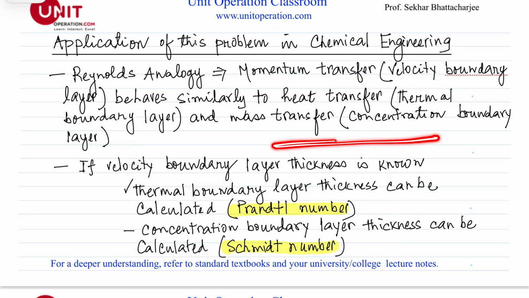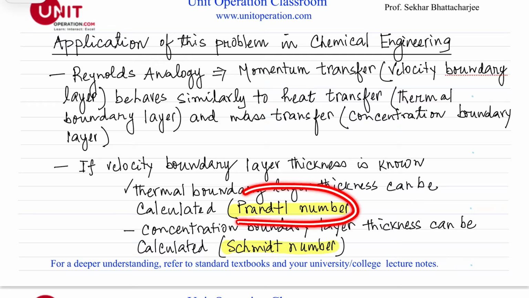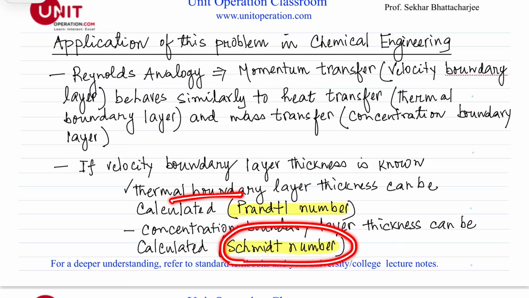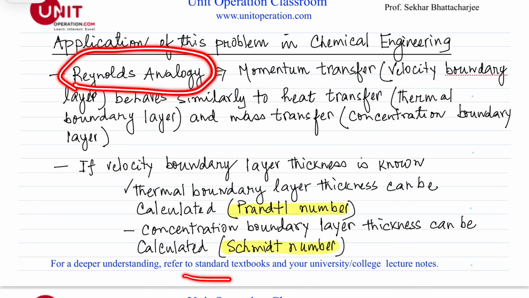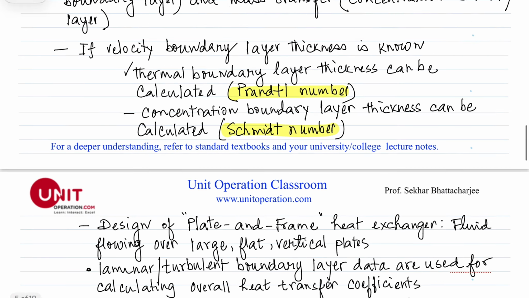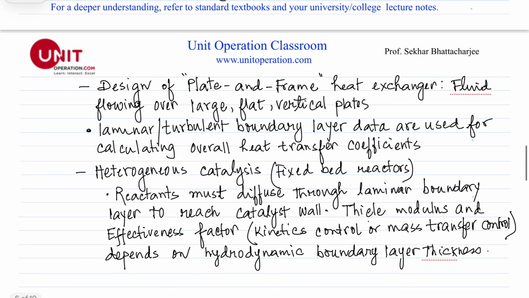So on the flat plate, there could be a hydrodynamic boundary layer, there could be a thermal boundary layer, there could be a concentration boundary layer. And the relative thickness of that, of course, depends upon the Prandtl number in case of the thermal boundary layer, and the Schmidt number in case of the concentration boundary layer. So we can compare them, okay, and that of course gives rise to the Reynolds analogy. Again, please read any standard textbook. So what are the applications here?